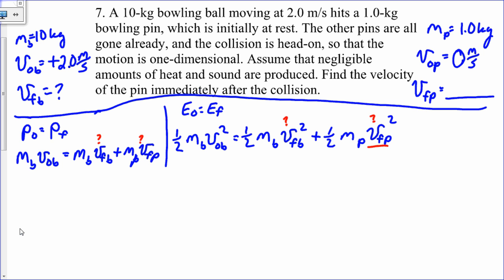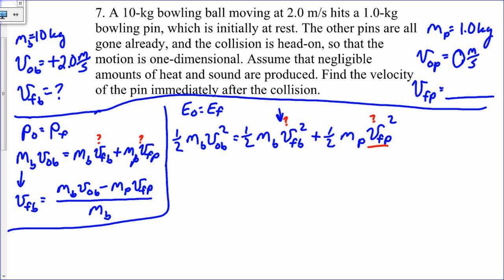So I need to create an equation through substitution that only has VFP in it. And in order to do that, I'm going to solve this equation for VFB. And then I can take that expression and put it in place there. And it'll give me an equation that only has VFP in it. And then I'm practically done. All the rest is just algebra. All right, so I'm going to solve this for VFB, and I get MB V naught B divided by MB. Whew. Okay, so now I'm going to plug that in over here.